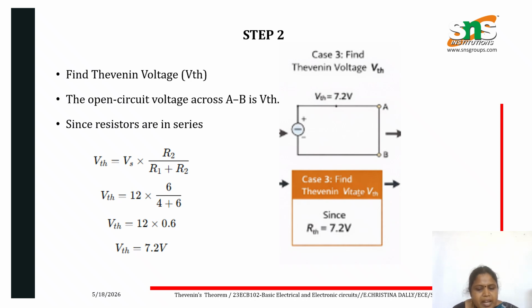We are going to find the Thevenin's voltage. The open circuit voltage across AB is VTH. Since the resistors are in series, VTH is V times R2 divided by R1 plus R2. Here we have calculated 7.2. Substituting the source voltage as 12, R2 is 6 ohms and R1 is 4 ohms, we get VTH equal to 12 times 0.6. So VTH is equal to 7.2 volts.